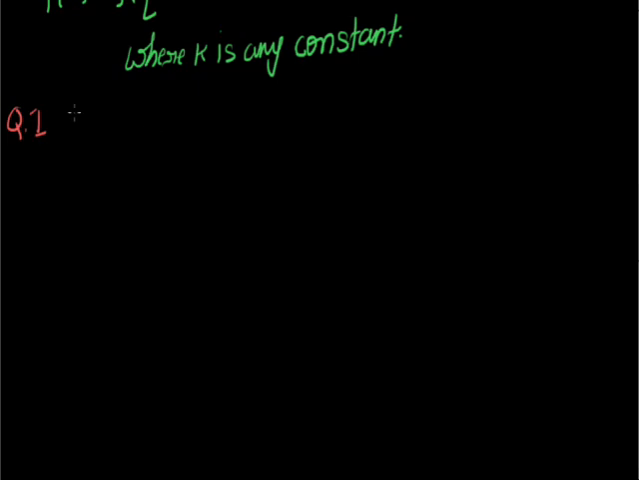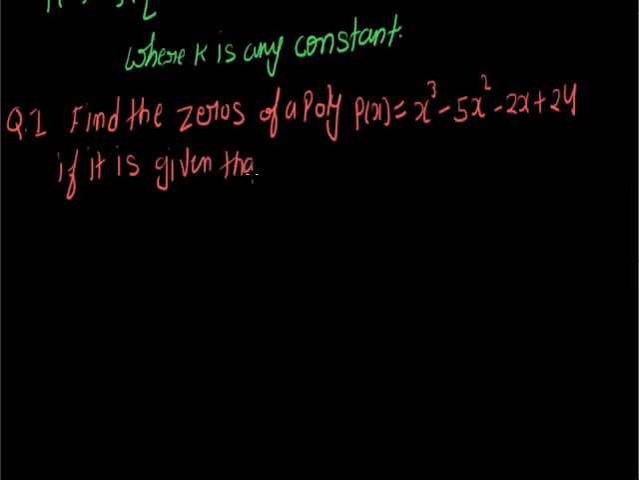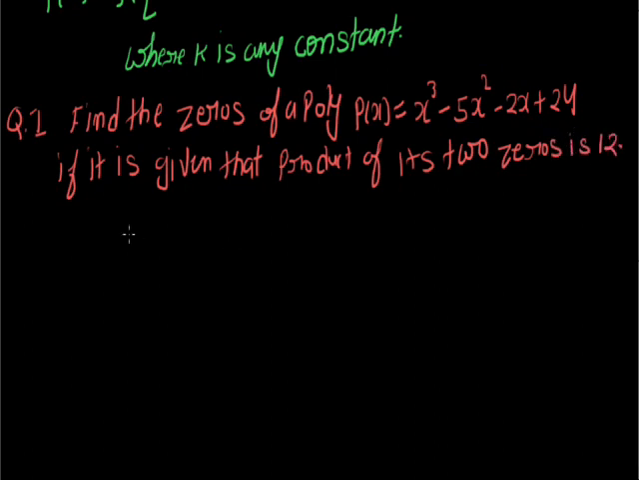Find the zeros of the polynomial p of x equals x cube minus 5x square minus 2x plus 24, if it is given that the product of its two zeros is 12. Then we have to find all the zeros of the cubic polynomial.